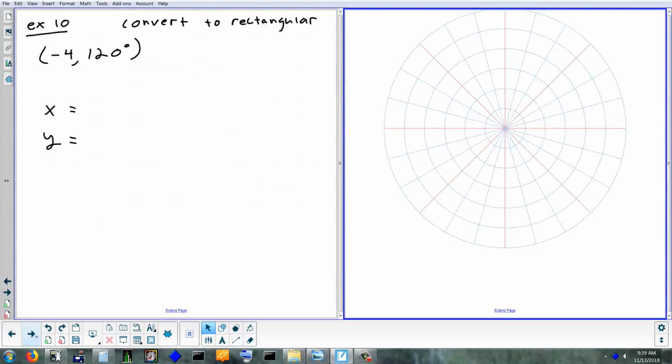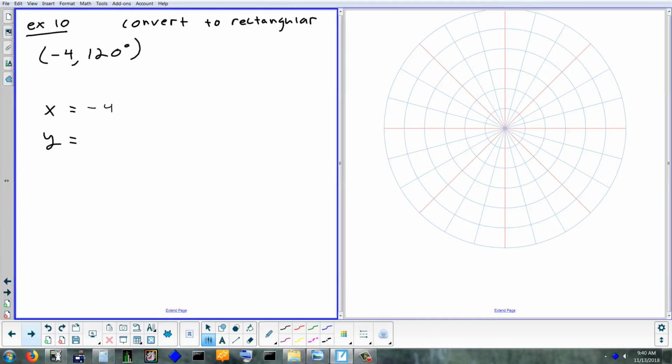Okay, so let's finish up with this one. I'm not going to change the background and show you again, but let's just write out our 2 formulas. What would be my formula, Oscar, to find x? R cosine. You want me to actually? Yeah, you can fill it in, sure. So it's -4 cosine 120. All right, and my formula to find y is going to be -4 sine 120.